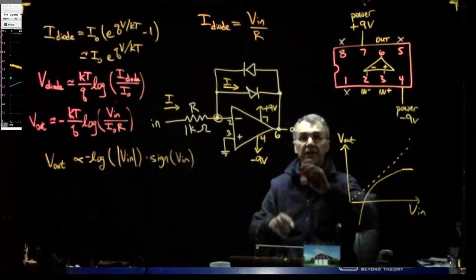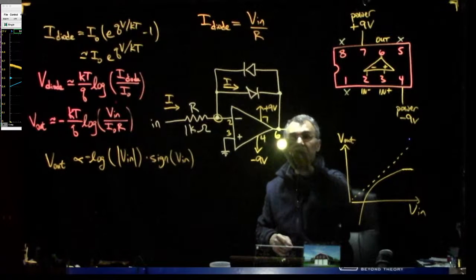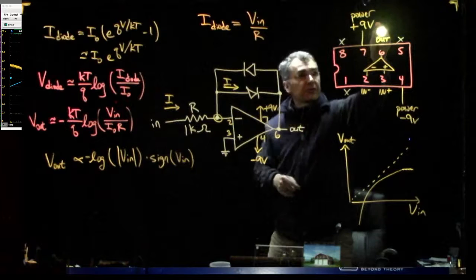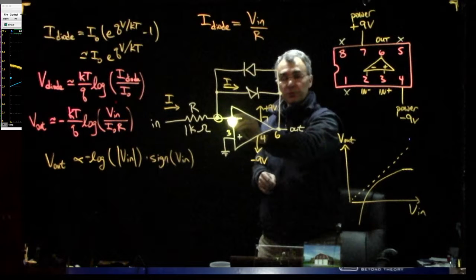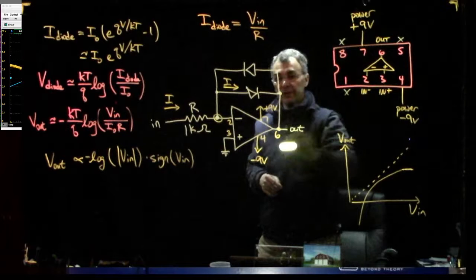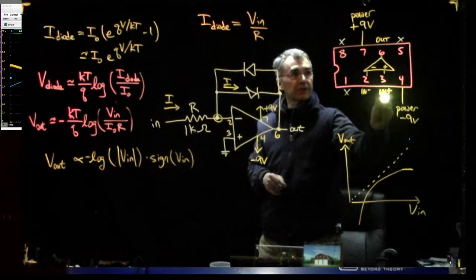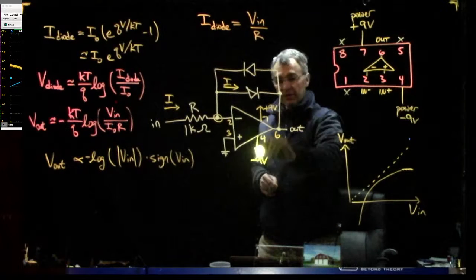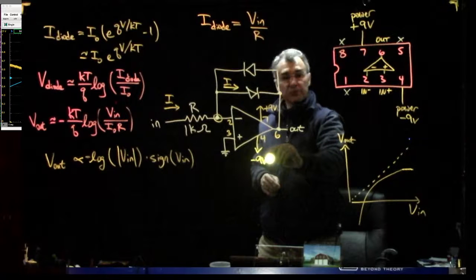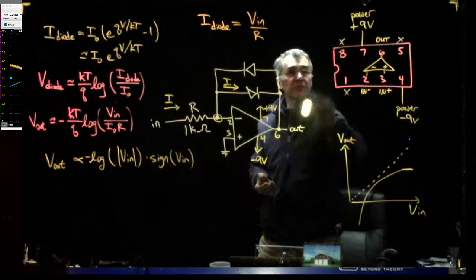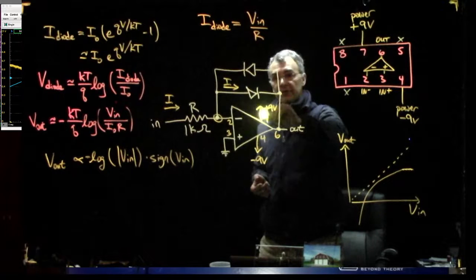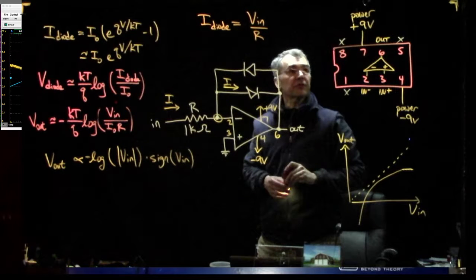So let me also remind you of what's connected where. Pin 6 here is the op-amp output, so that's up here. Pin 2 is the inverting input. Pin 3 is the non-inverting input. Pin 4 is down here to minus 9 volts on the EE board, would be minus 15 with our classroom power supplies. And then pin 7 up here goes to plus 9 volts on the EE board.